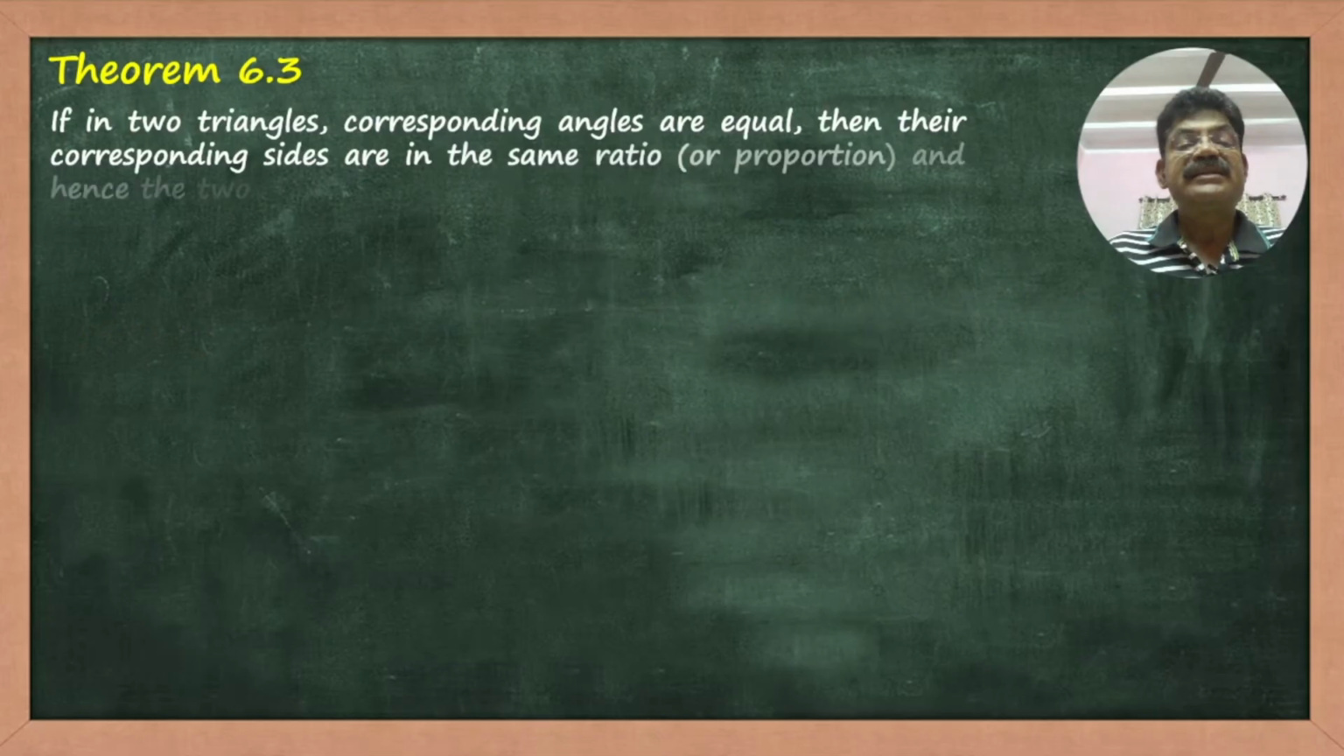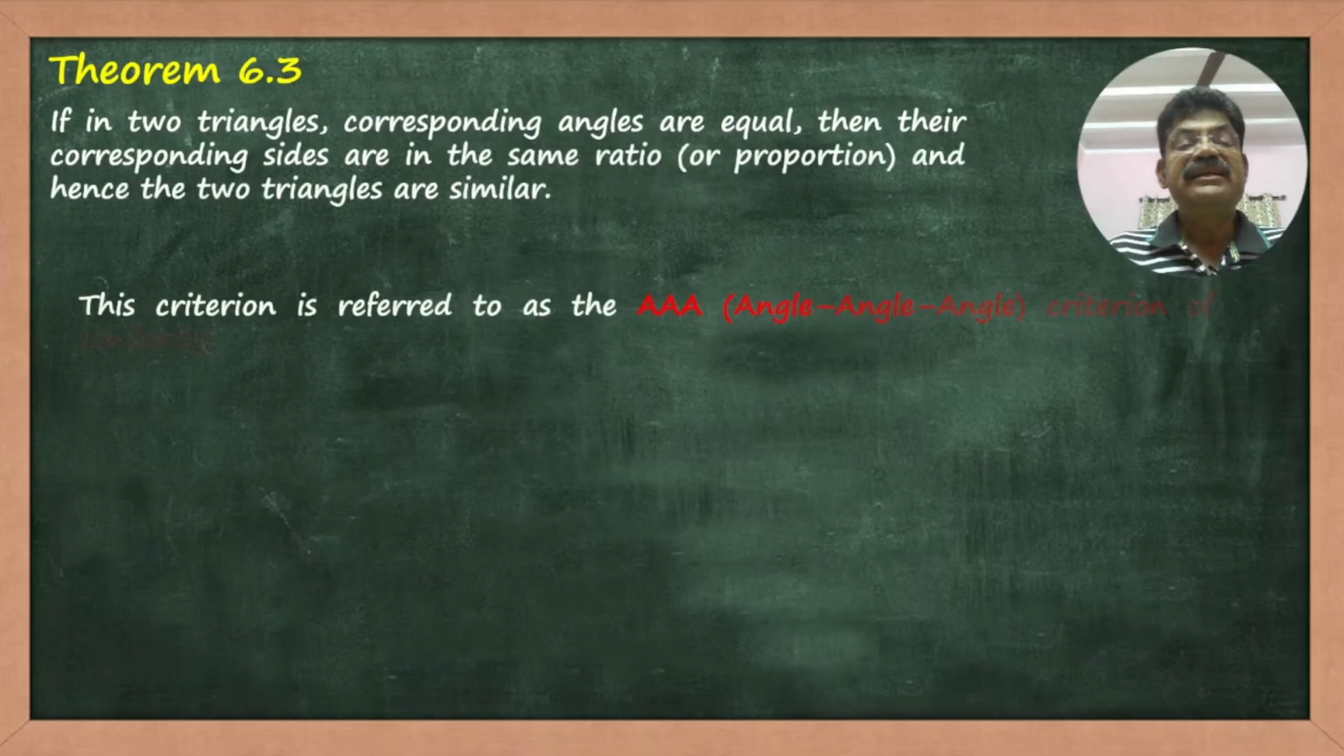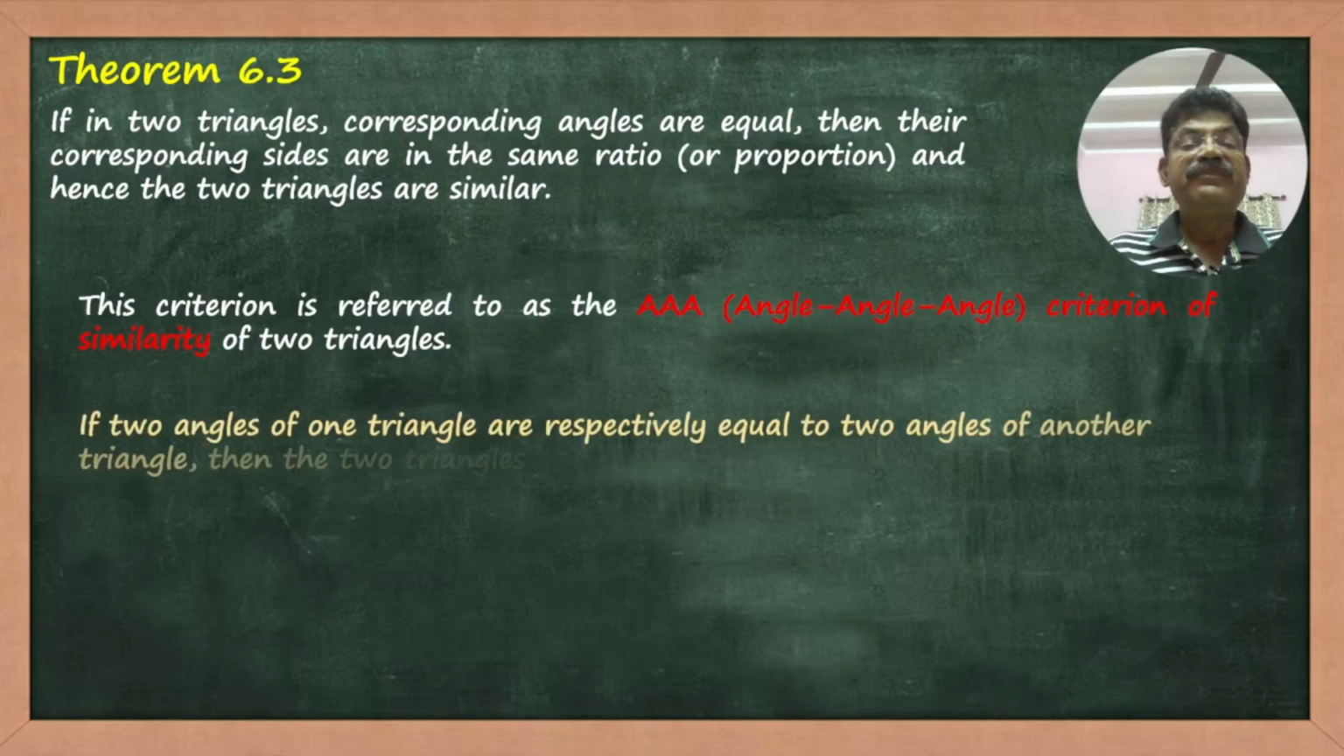Now you can relax the condition because in triangles, when two angles are given, the third angle you can find because the sum of the angles is equal to 180 degrees. Therefore, it is enough to compare just two angles instead of three angles. If two angles of one triangle are respectively equal to two angles of another triangle, then the two triangles are similar because automatically the third angle will be equal because the sum of the angles is equal to 180.